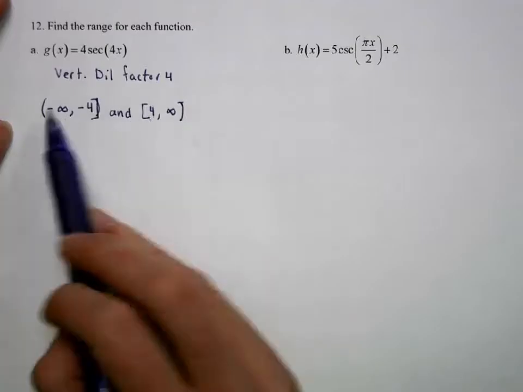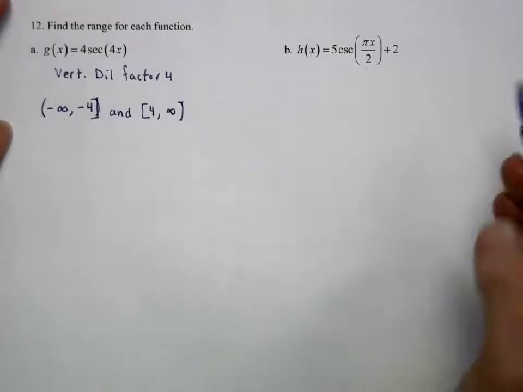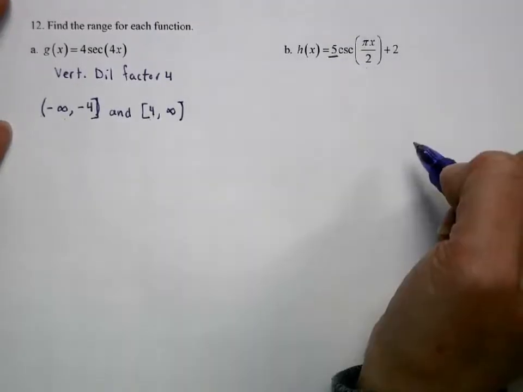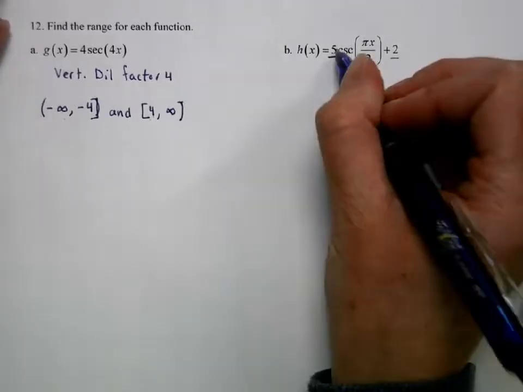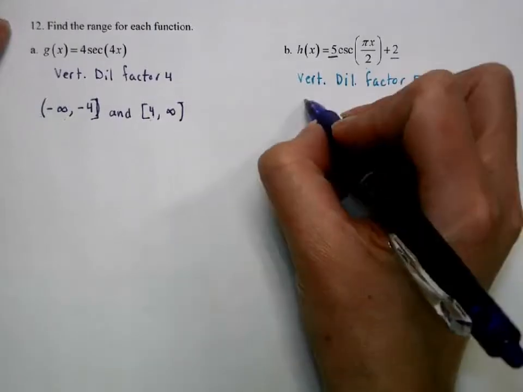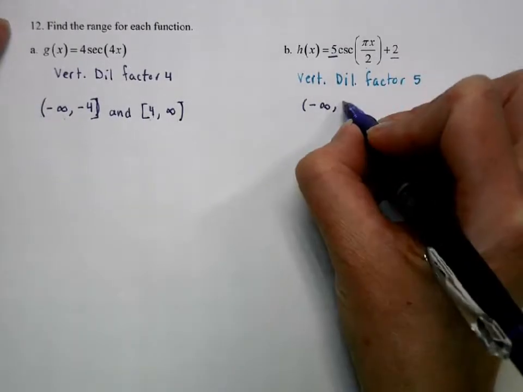Here, there's two things that are going to affect it. One, we have that vertical dilation, and we have a translation. So I'm going to start with the vertical dilation, which will give me output values between -infinity and -5, and from 5 and above.